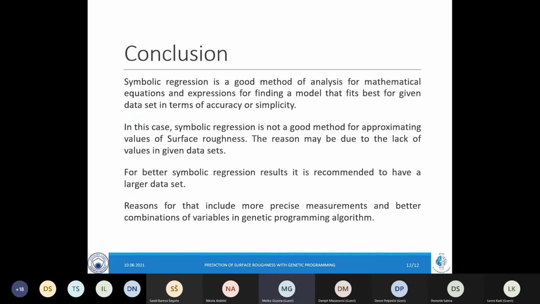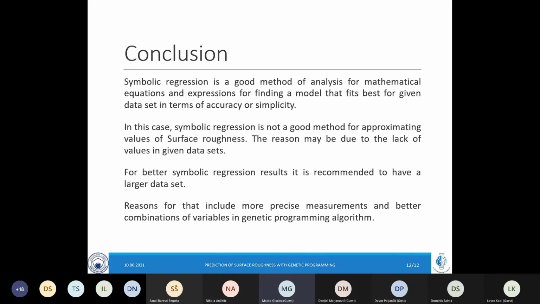And now, the conclusion. Symbolic regression can be a good method for analysis of mathematical equations and expressions, for finding models that best fit the given dataset. But in this case, symbolic regression is not a good option for approximating the values of surface roughness.